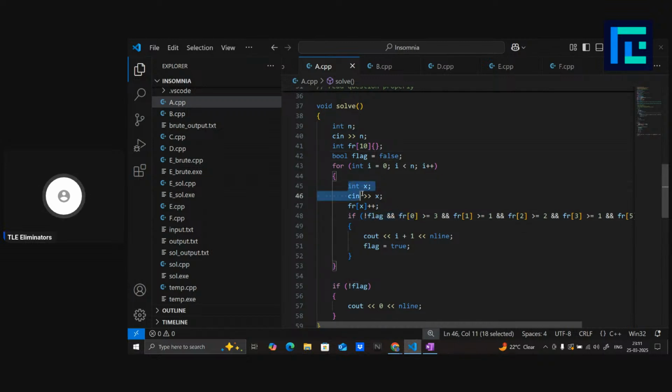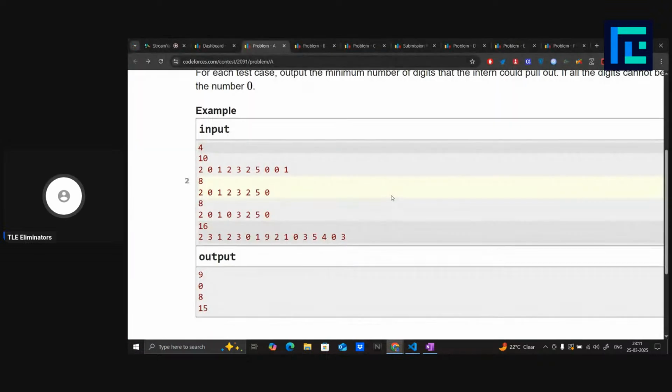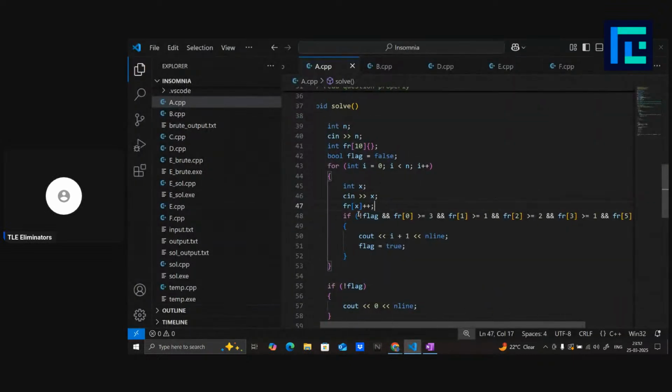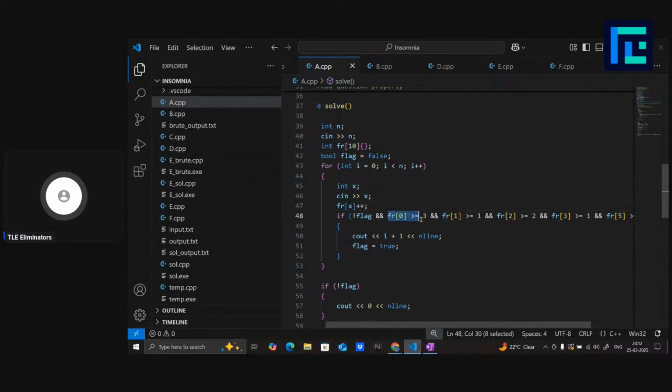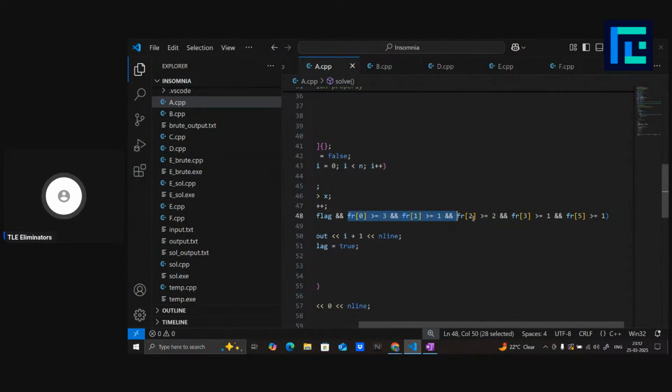Okay, so I do int x, cin x, and frequency of x plus plus. So basically I just inputted n first of all, and then in the loop I'm inputting all of these numbers. So I'm inputting this, then I'm inputting this, and so on. So I just take this condition that fr of 0 greater than or equal to 3, fr of 1 greater than or equal to 1, and all of these 5 conditions I check.